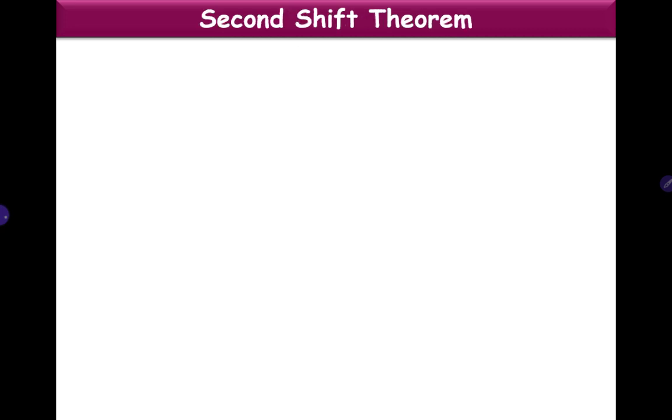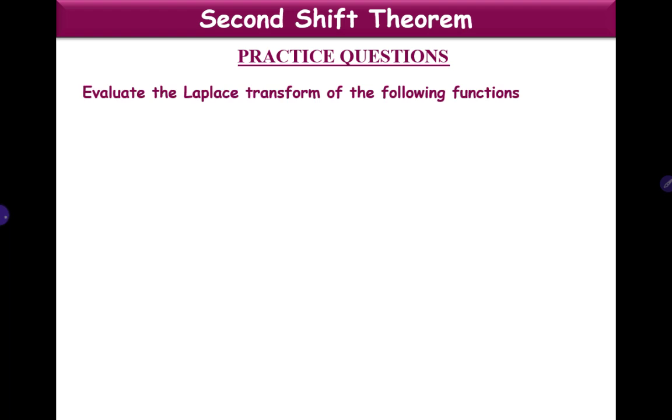Now you practice these questions. Evaluate the Laplace transform of these functions. t square into delta of t minus 3 plus delta of t minus 1 by 2. For the first term, you can apply L of t power n into f of t, and this is directly L of delta of t minus a. Again here we can apply first shift property for this function. And here first shift property as well as t into f of t, where f of t is delta of t minus 4. Okay, try to solve these problems.